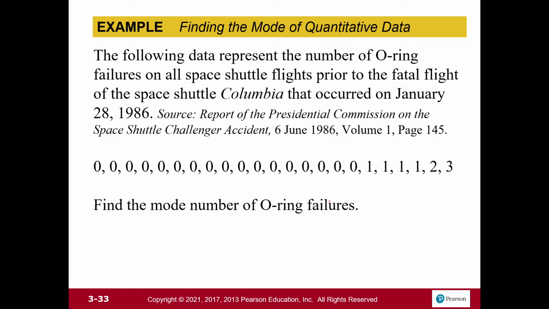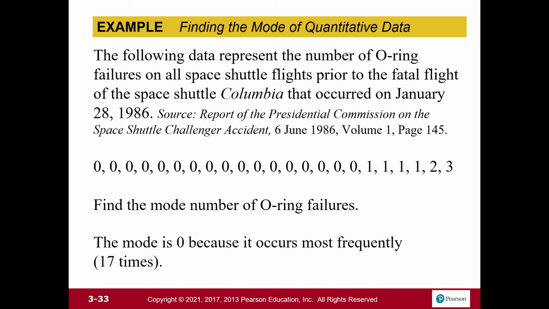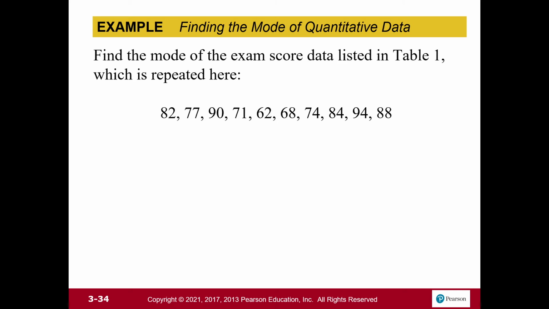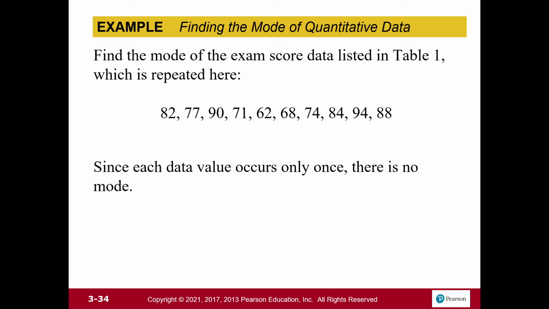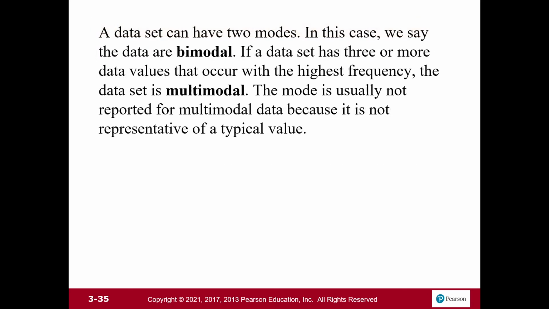And you know, the data comes from the number of O-ring failures in all space shuttles prior to the fatal flight of the Columbia that occurred in January. It is kind of a rare thing. All right, the mode is 0, so it appears the most. Find the mode of the exam score data listed in Table 1. So there was no mode.